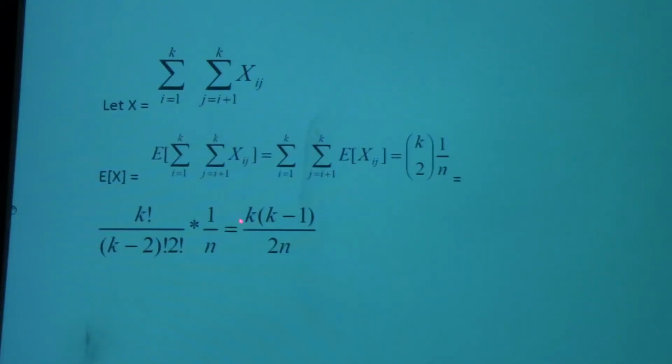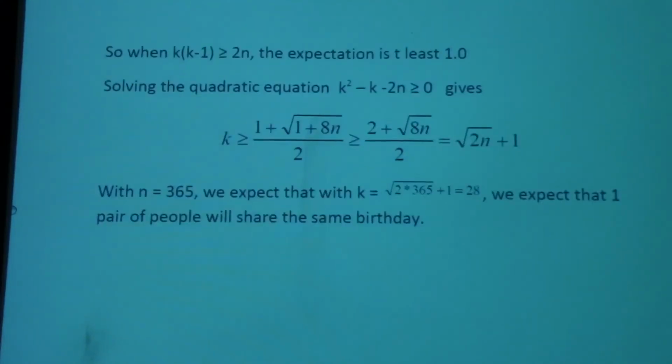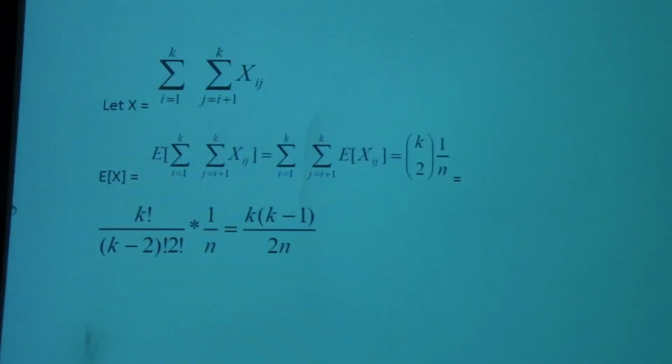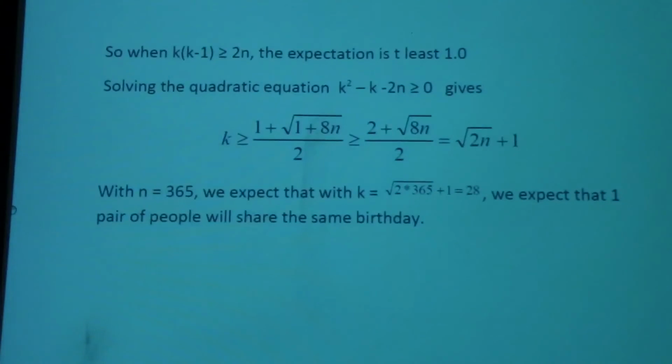So this is k times (k minus 1) over 2n, so we want this thing to be equal to... We want the probability to be greater than or equal to 1. So if this is greater than or equal to 1, then k times (k minus 1) is greater than or equal to 2n. Then the expectation is at least 1.0.